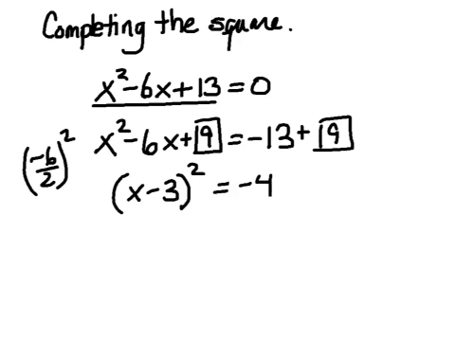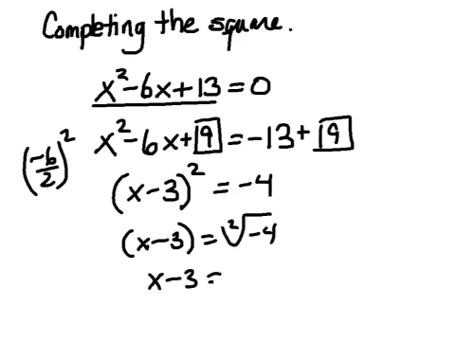And from here, it becomes a square root method. So it's x minus 3 is equal to the square root of negative 4. So x minus 3 is equal to plus or minus 2i. So x is equal to 3 plus or minus 2i.